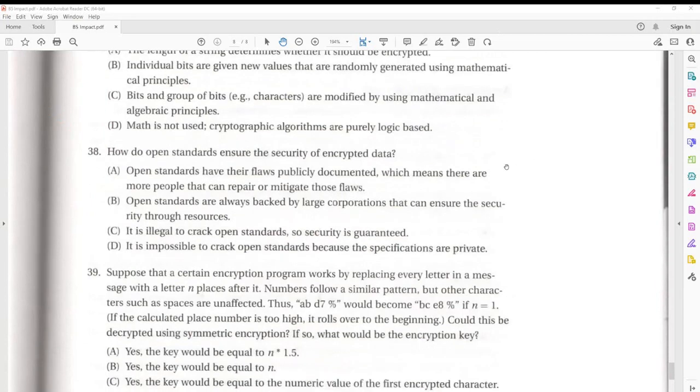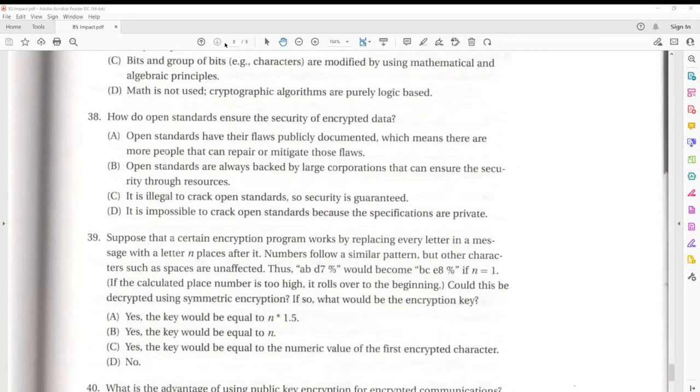Encoding. Okay. 38, how do open standards ensure the security of encrypted data? You actually use a public key. Okay, so it is basically impossible to create an open standard. So security is actually being guaranteed.